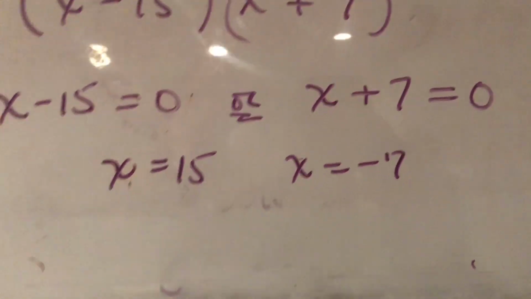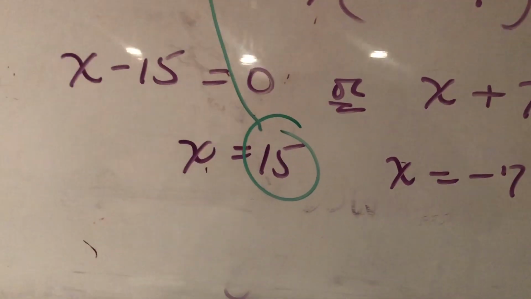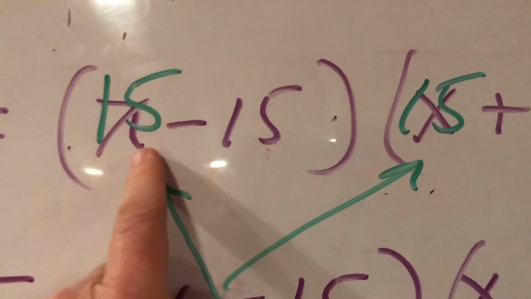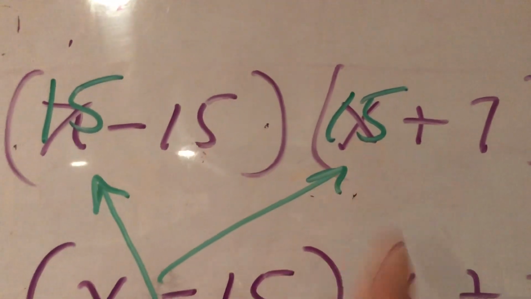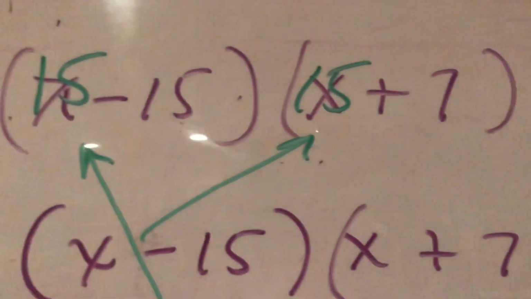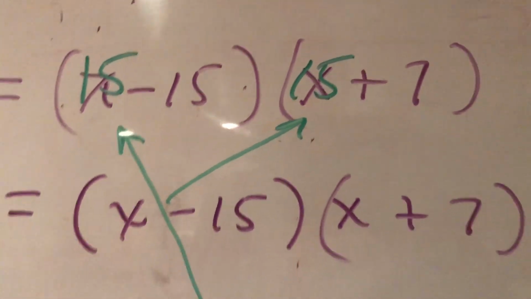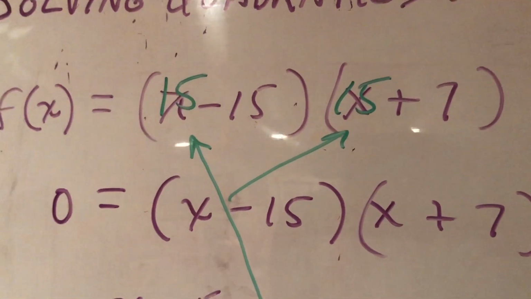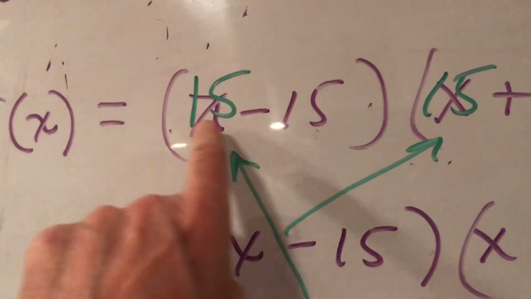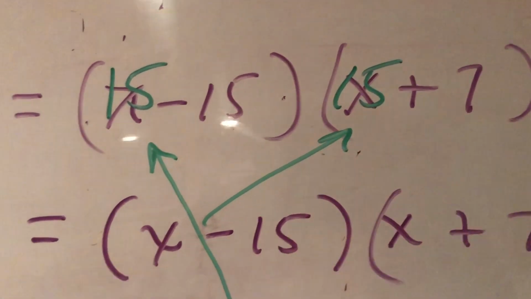So either of these answers would be correct. So how do I know it's correct? Well, let's look at 15. x equals 15. We go back to the original problem and we put 15 in place of both of the x's. So x minus 15 is 0, and x plus 7, 15 plus 7 is 22. Well, it doesn't matter that that's 22 because anything times 0 is going to be 0. So once we found out that 15 minus 15 was 0, this over here had no relevance, the second quantity.